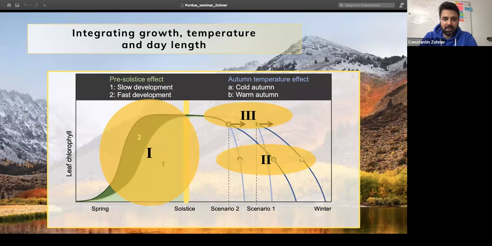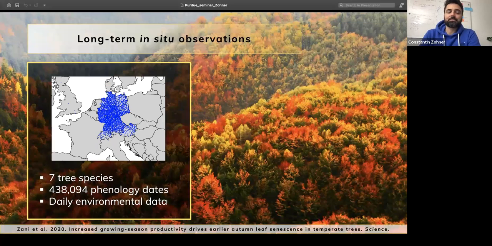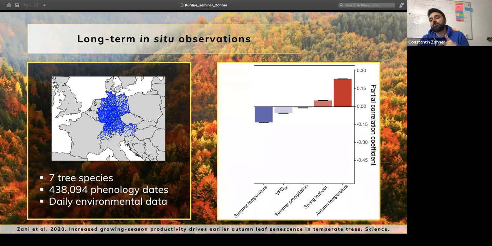Now we can just have a look and test these predictions. And as I already showed, one really cool data set is this phenology database from Europe, because it has long-term observations, and in that case we used 7 tree species and integrated environmental data. What can be done then is to simply check for different drivers. And autumn temperature, as we can see here, has a strong positive effect, meaning that it delays senescence as expected. One can also test the effects of precipitation, spring leaf-out, vapor pressure deficit, and summer temperature.